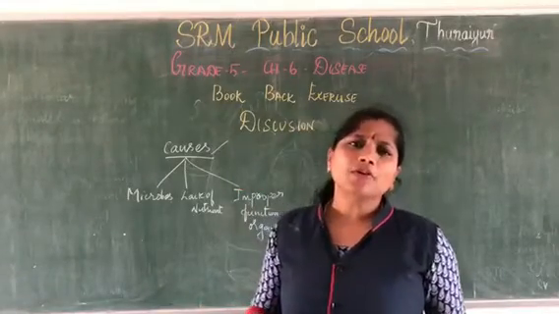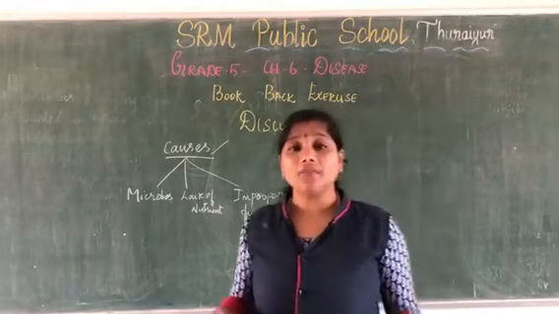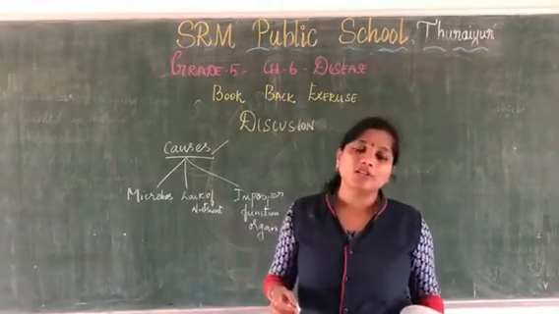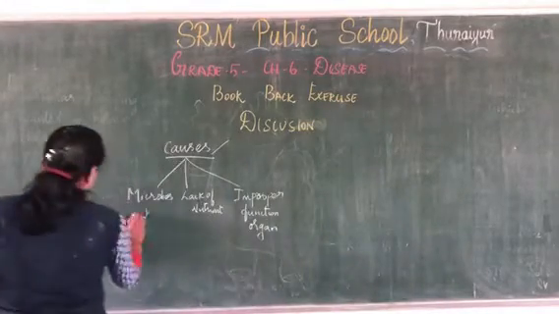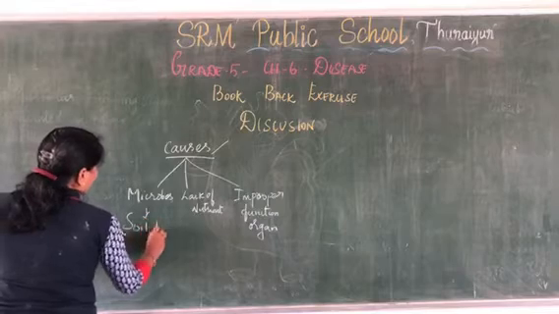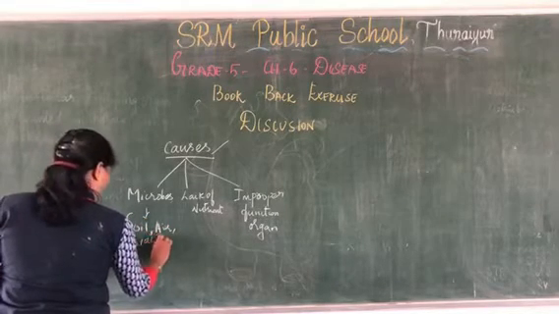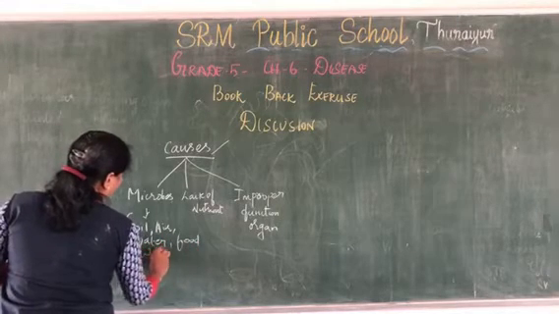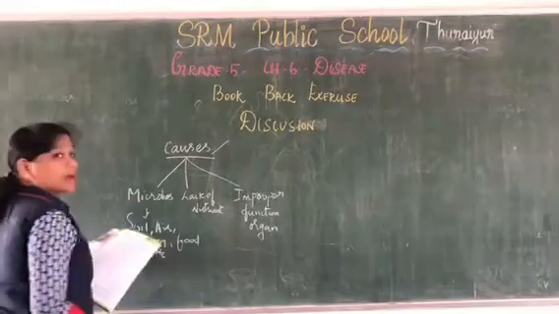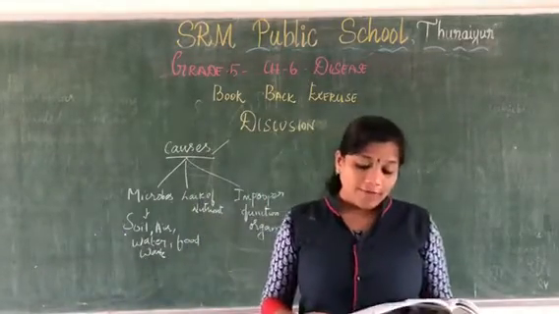Next, where do you find microorganism? Microorganism can be found anywhere. Like God, it is also omnipresent. So you can find microorganism in soil, air, water, food, waste. Anywhere you are able to see the microorganism.